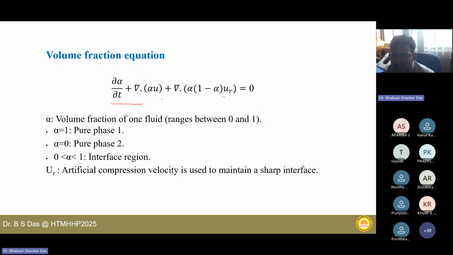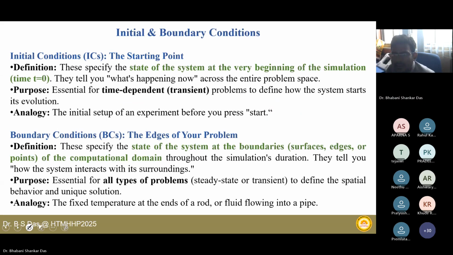Divergence of alpha u generally means the change in velocity in the x direction, the y direction and the z direction, and how the alpha is still changing in all three directions. If you are considering 2D, then only in the x and y directions, what will be the change in alpha and velocity value. Okay. So volume fraction can be handled with this convective equation.